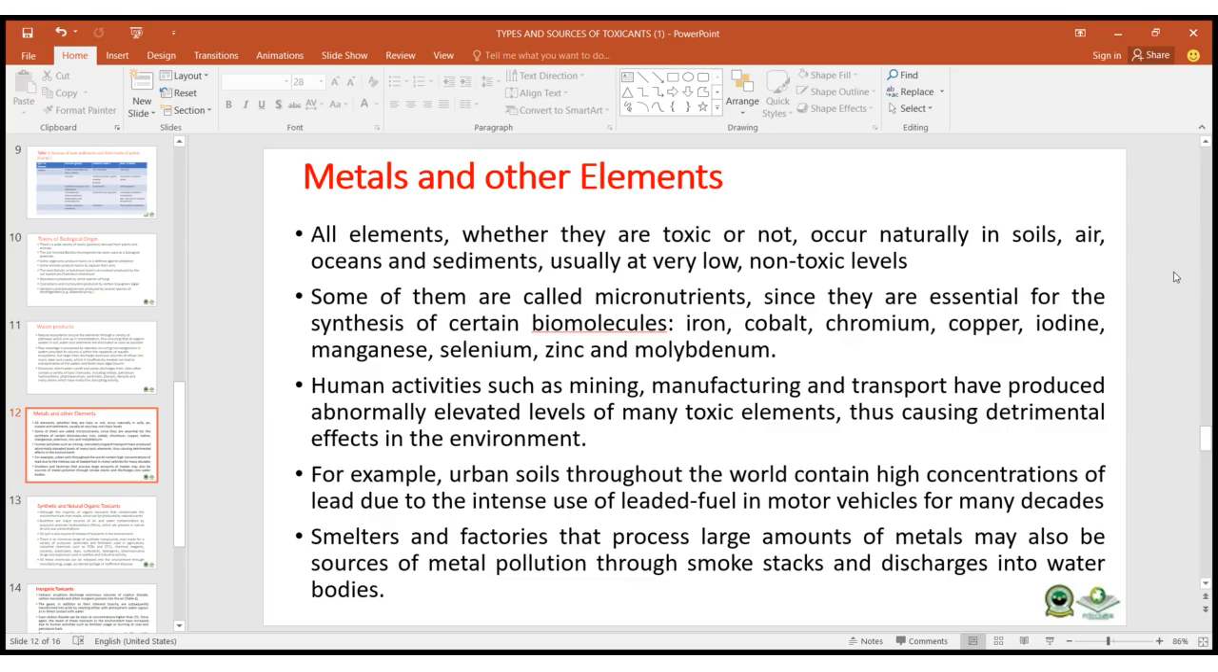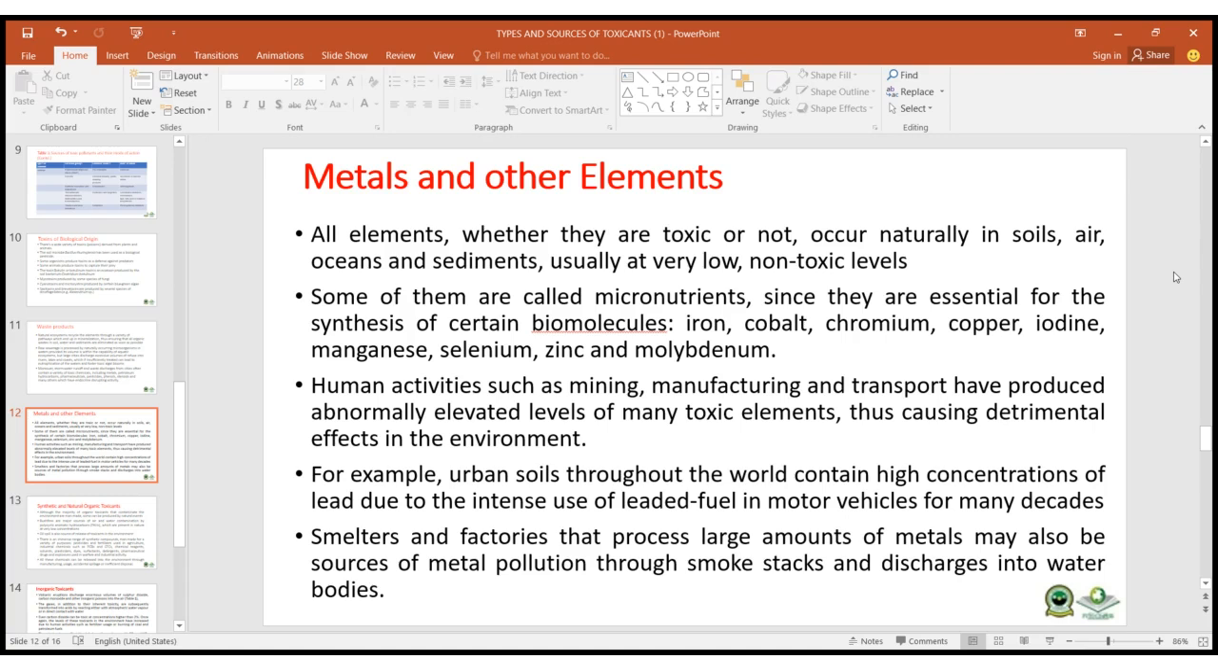Okay, so going on, we say, for example, urban soil throughout the world contains high concentrations of lead due to the intense use of leaded fuel in motor vehicles for many decades.